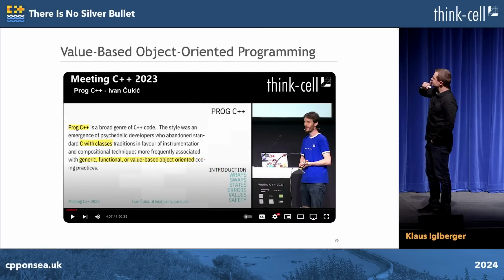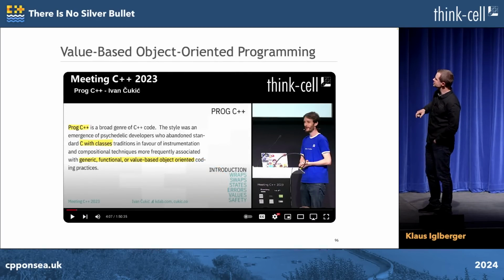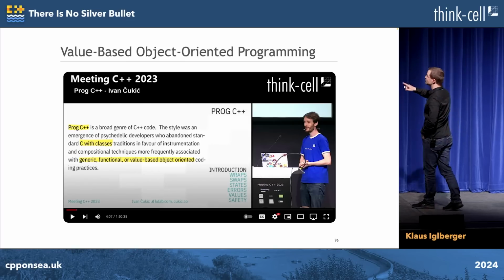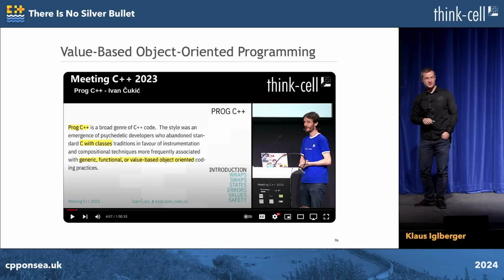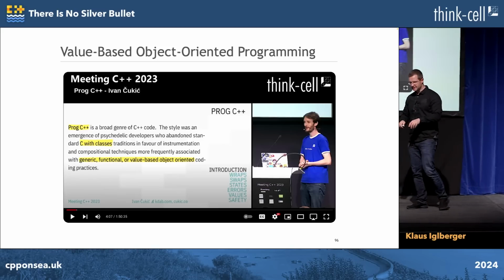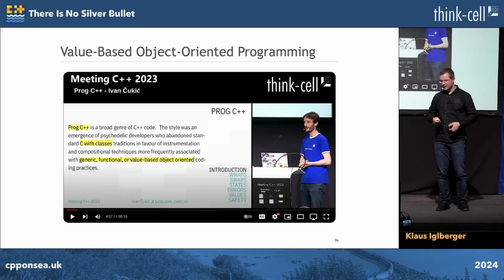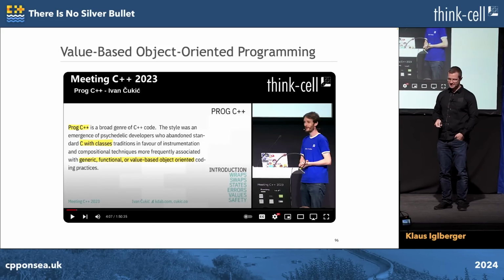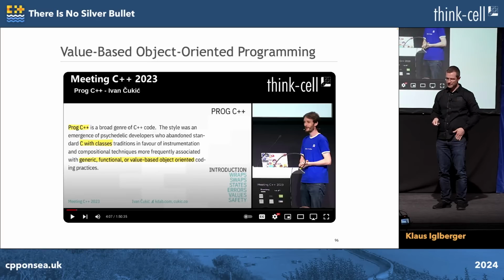Perhaps you've seen this talk. This was a keynote talk at Meeting C++ 2023 by Ivan Kukic, who talked about progressive C++. And in the beginning of the talk, he defined what he means with progressive C++, and he kind of pretended that there is an official statement about what this is, written from somebody in the future.